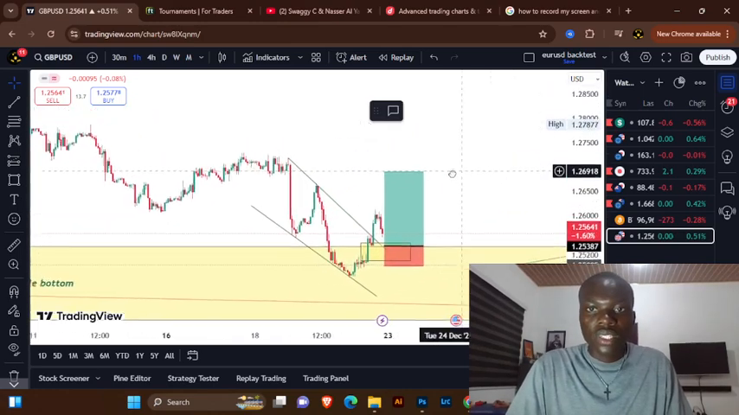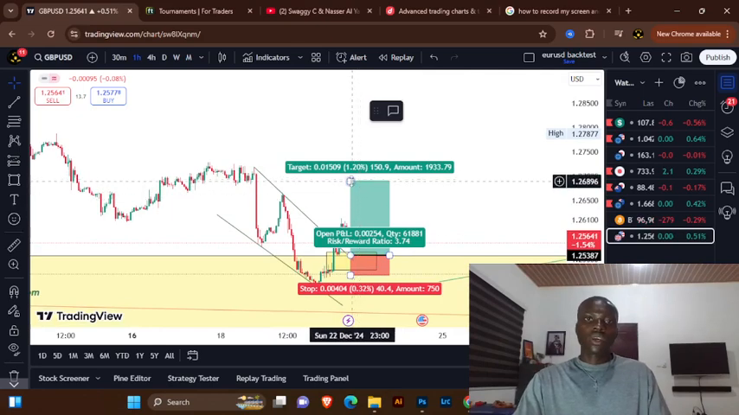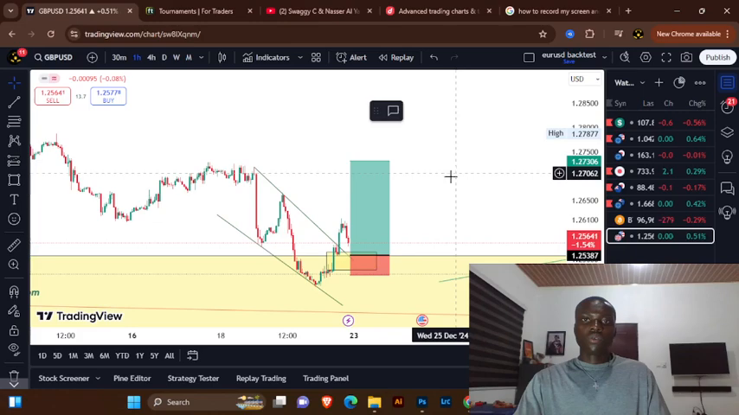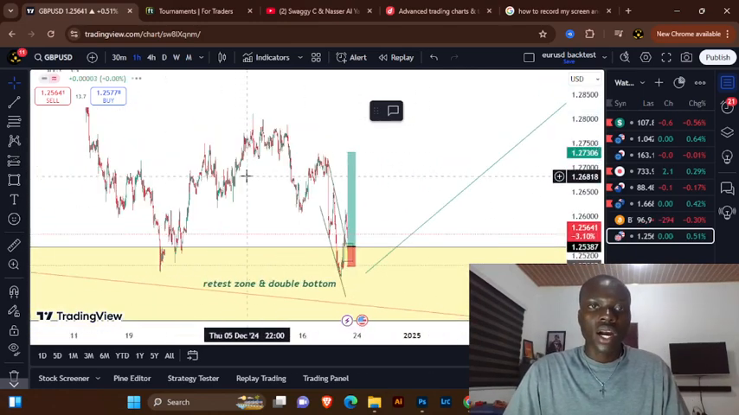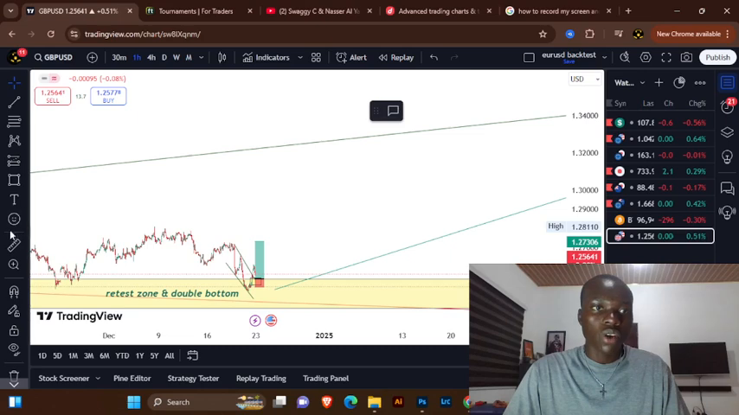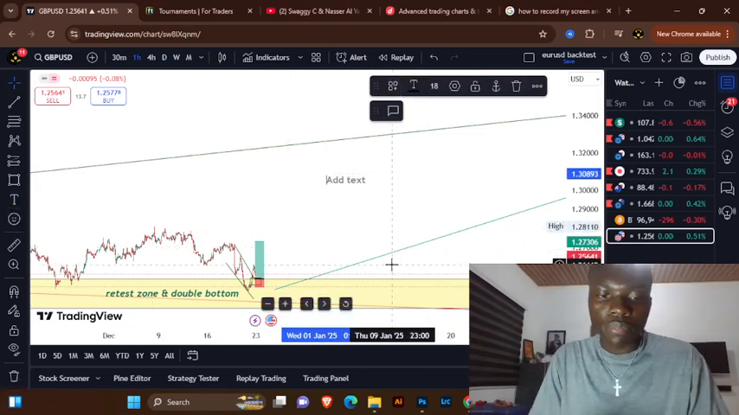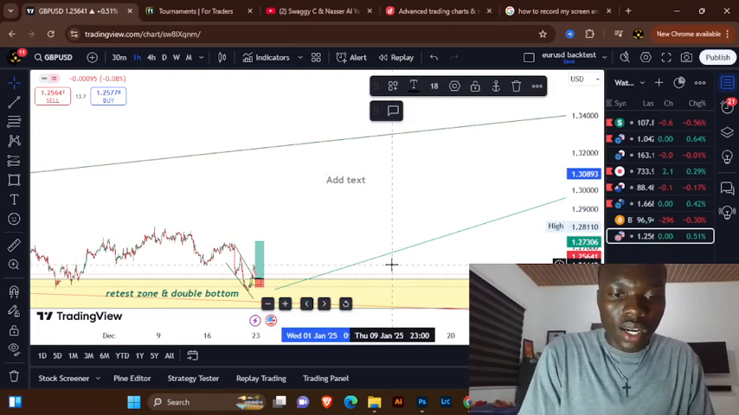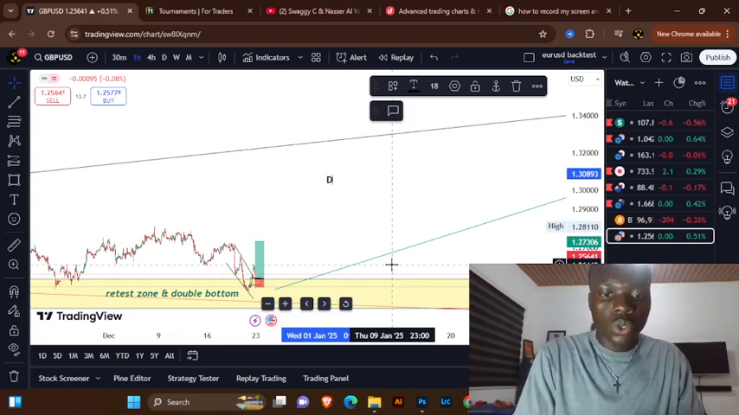So this is what I'll be waiting for to buy GBP USD for the week. So we can write down the confirmations which we have seen, so it will make us confident in what we are doing. The first one is from the 1-day time frame. So from the daily time frame, what do we see?